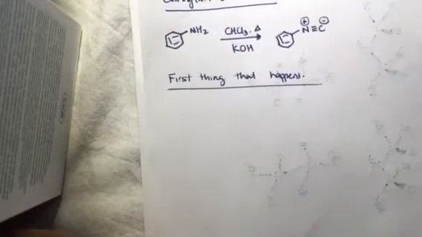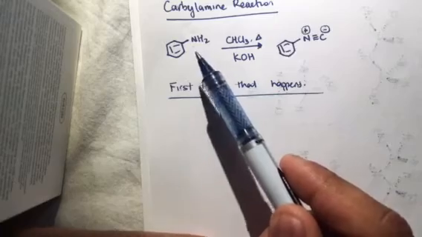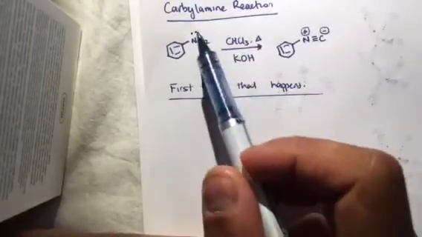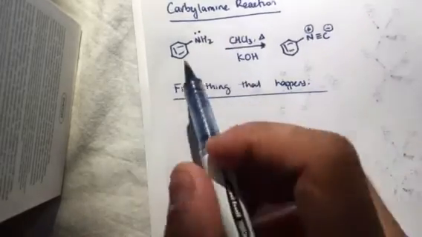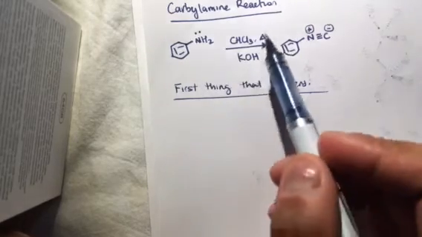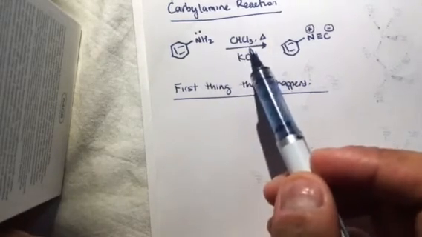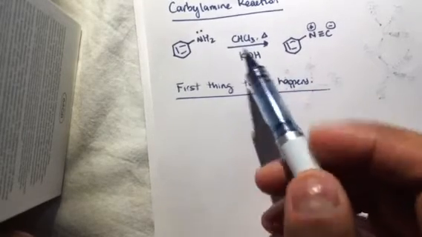But anyways, the first thing that happens is we already know that our primary amine is a nucleophile. We know that the lone pair on the nitrogen is what's going to make the attack. So we already know that we have our nucleophile. What we want is an electrophile. Looking at this, we really don't have an electrophile. So the first thing that happens is an alpha elimination of the chloroform.